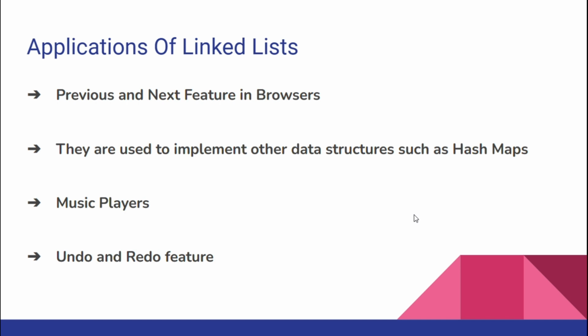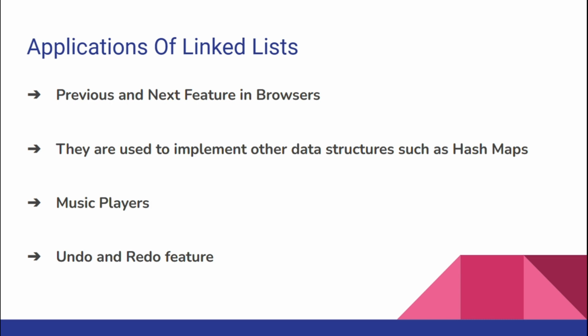Okay, so the applications of linked lists. Obviously, while I was explaining the previous concepts, I was talking about the music player. So now we are going to see some other applications of linked lists in the real world. First of all, we have the previous and next feature in browsers. Yes, that feature that comes up when you're trying to go back to the previous page you were in, and when you go to the previous page, then you try to go back to the next page. That feature is brought to you by the doubly linked list.